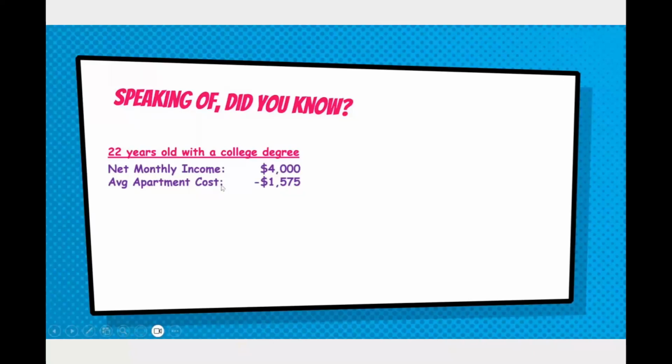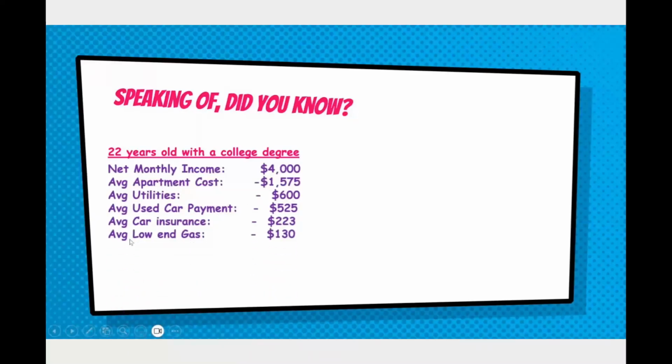The average apartment, we're going to use that and not the house, and that's just a one-bedroom apartment. That's going to be taken out of there. Average utilities, we're assuming we're going to be spending that. Average used car payment, average car insurance, average low end for gas, average low end for groceries. So all in all, $577.